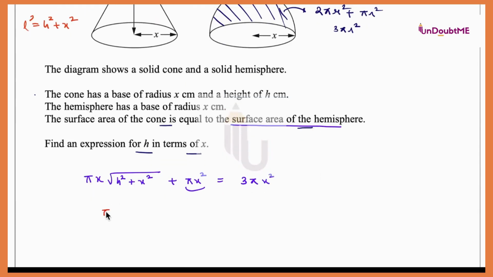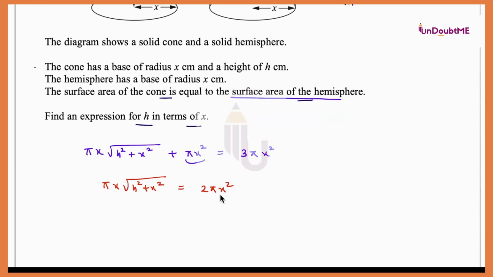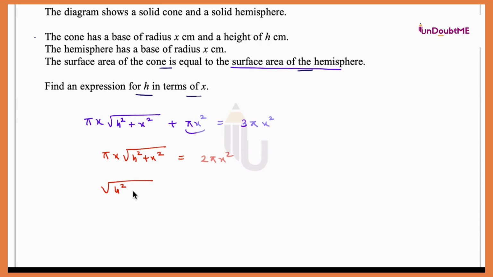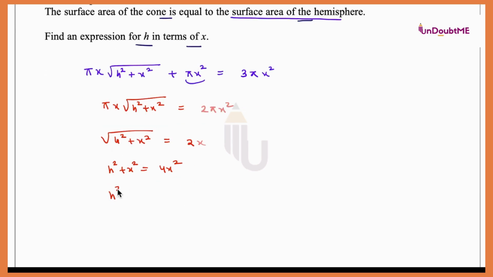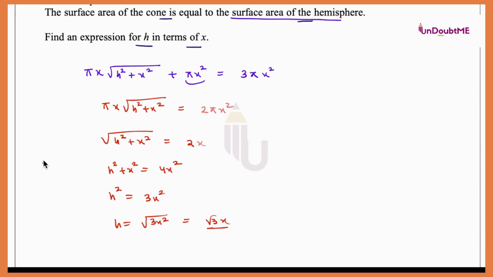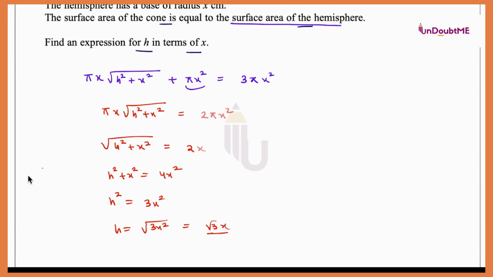and that will give you pi x times square root of h square plus x square is equal to 2 pi x square. Pi x can be cancelled from both sides, so that gives square root of h square plus x square is equal to 2x. Finally, I'll square both sides, so h square plus x square is equal to 2x whole square, that will be 4x square, and h square is equal to 3x square. H is equal to root 3 x. Normally when we take a square root, we put plus and minus, but we are dealing with height here, so in the context of the question, negative makes no sense, so we just put the positive value.